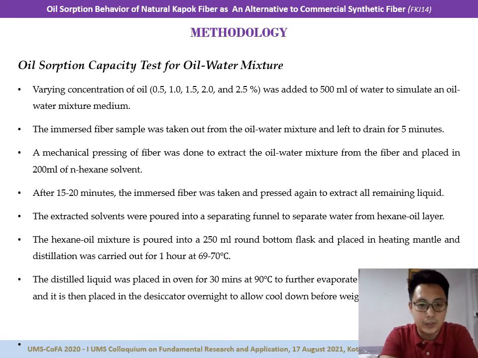The extracted solvents were then poured into a separating funnel to separate water from the hexane oil layer. The hexane oil mixture is then poured into a 250 ml round bottom flask and placed in a heating mantle, and distillation was carried out for 1 hour at 69 to 70 degrees. The distilled liquid was placed in an oven for 30 minutes at 90 degrees to further evaporate any remaining N-hexane, and it is then placed in the desiccator overnight to cool down before weighing.